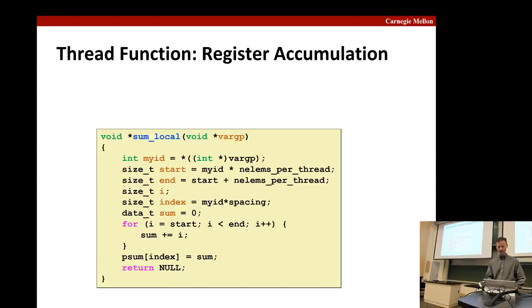Okay, and the third version we're going to look at is register accumulation. Here, instead of having them bother to write to shared memory at all, they accumulate in a local variable, which the compiler will stick in a register. And so all the summing gets done without worrying about memory at all. And then only at the end do you write out the partial sum into shared memory so that the main thread can then go through and add all those up.